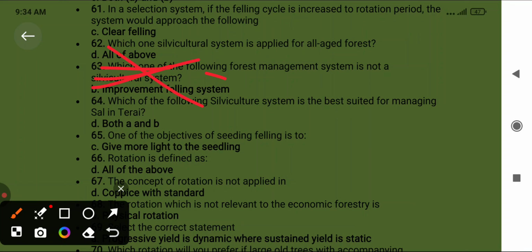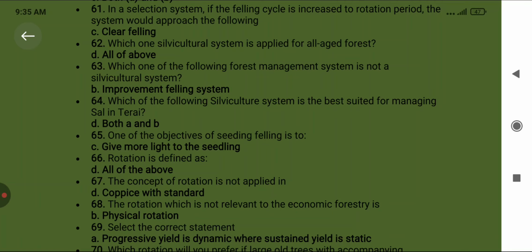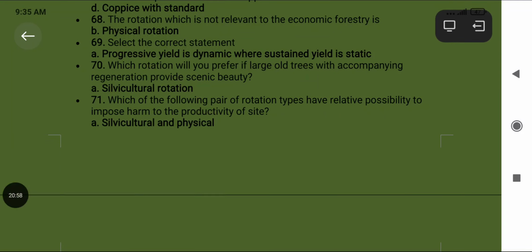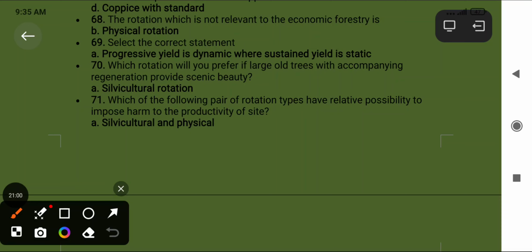Which of the following silviculture systems is best suited for the management of sal terrain? One of the objectives of sal seedling felling is to give more light to the seedlings. The concept of rotation is not applied in coppice with standards. The rotation which is not relevant to economic forestry is physical rotation.